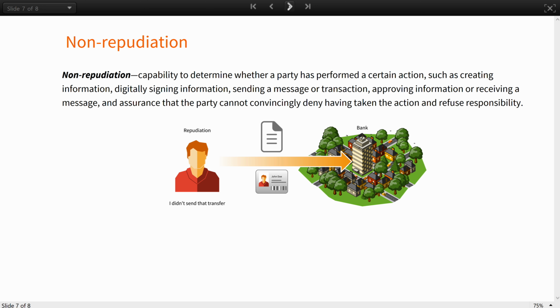Non-repudiation is a capability to determine whether a party has performed a certain action, such as creating information, digitally signing information, sending a message or transaction, approving information, or receiving a message, and assurance that the party cannot convincingly deny having taken the action and refuse responsibility.